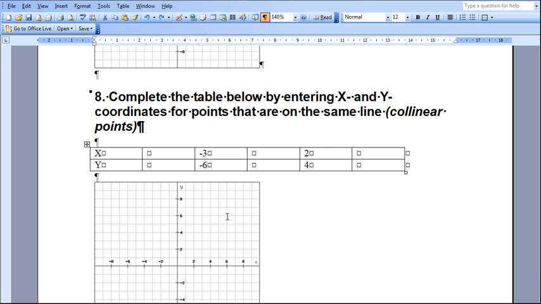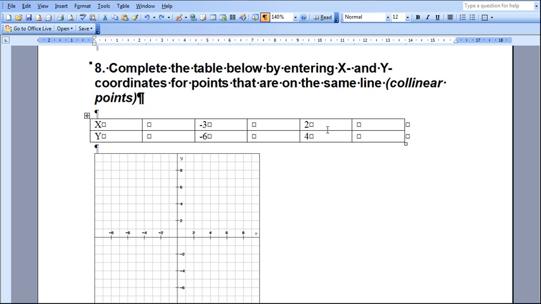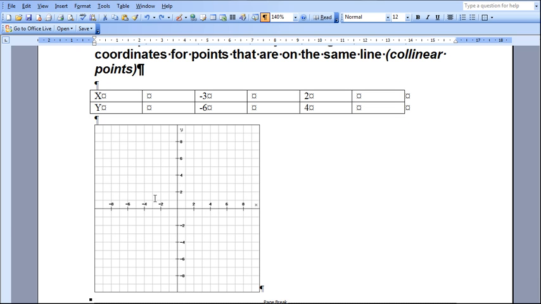Number 8. Complete the table below by entering x and y coordinates for points that are on the same line. So, how can we do this? Well, first of all, the strategy is quite simple. We plot these 2 points, 2, 4. So it's going to be here.